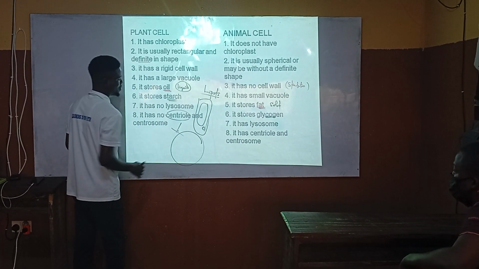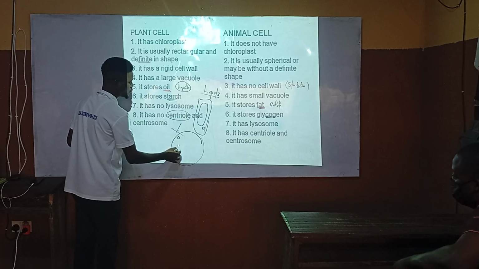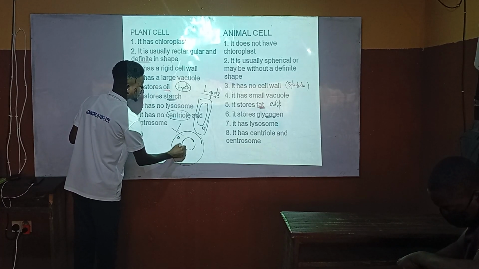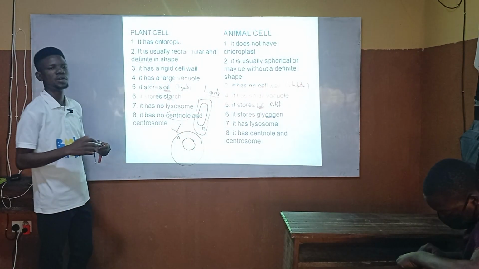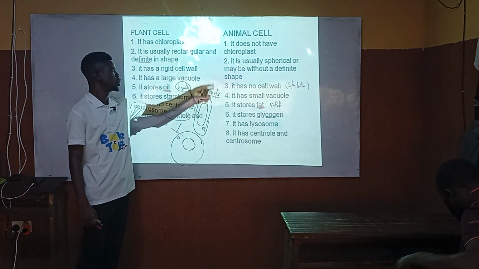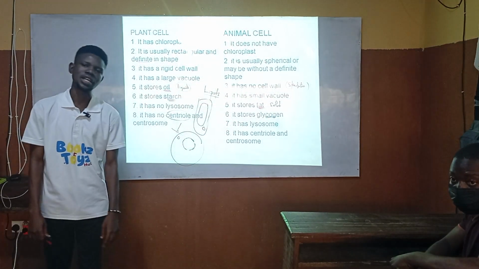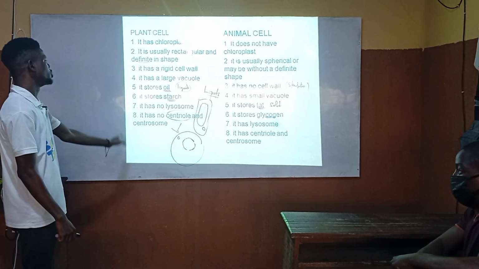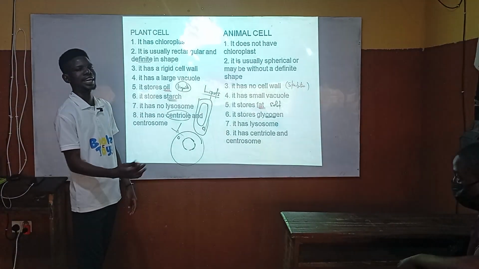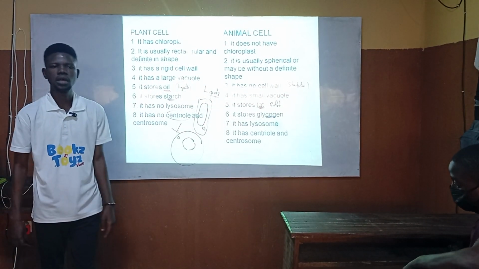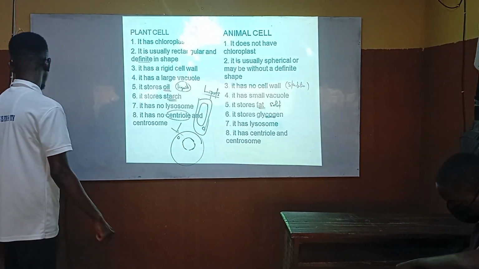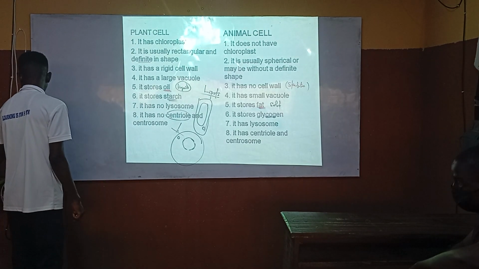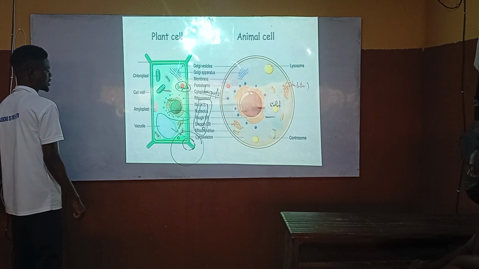But in the case of animal cell, the vacuole is very small. So you have the nucleus at the center of the cell. So the nucleus of animal cell is positioned at the center, while the nucleus of plant cell is positioned at the edge of the cytoplasm.